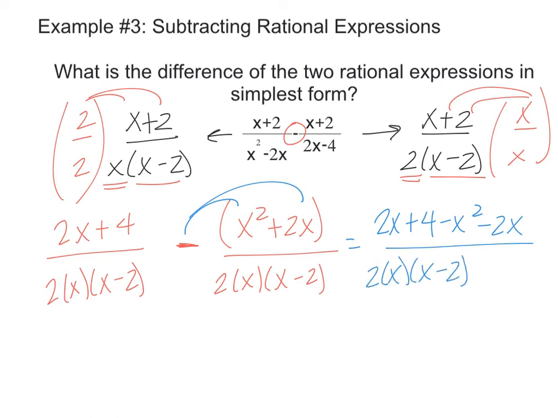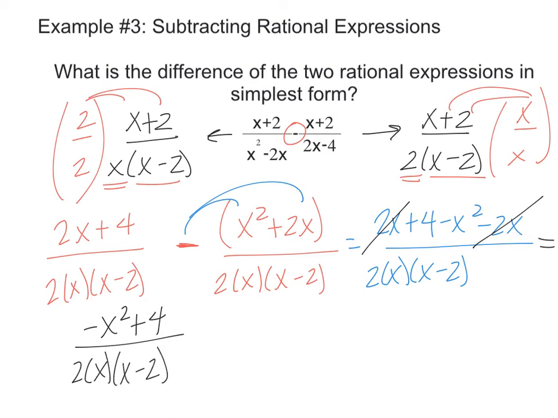Let's keep going with that. Let's put the numerator in order. And let's go ahead and simplify too. That 2x and negative 2x are gone. So really we have negative x squared plus 4 over 2 times x minus 2.